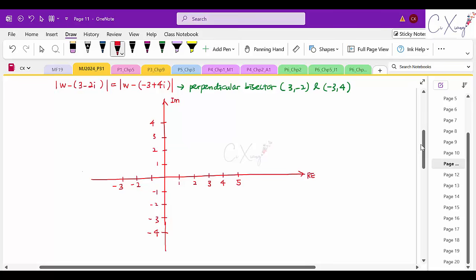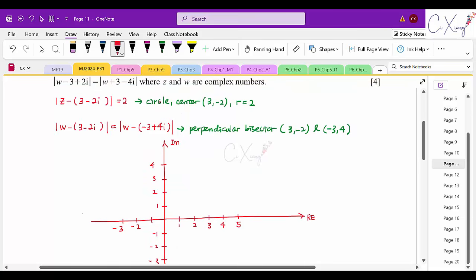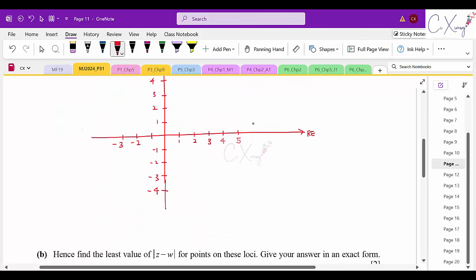Okay, so first locus is z. I want to sketch z now. So z is a circle with center 3, -2, and the radius is 2. So the center should be somewhere here, 3 and -2. If the radius is 2, it will pass through the point x equals 3 at the x-axis, then 5, and then -4. If I try to draw the circle, the locus for z should look something like this. It should be a circle with center 3, -2, radius 2.